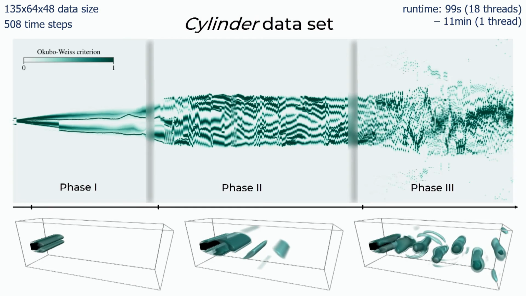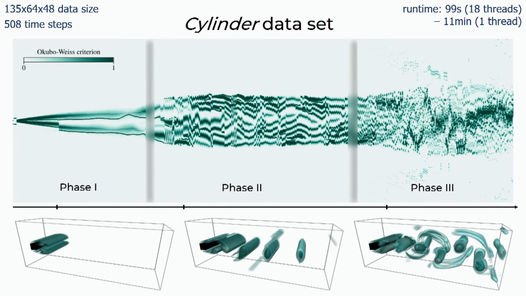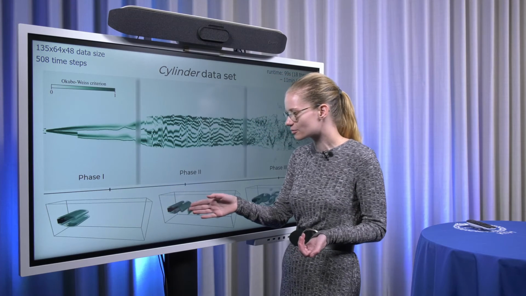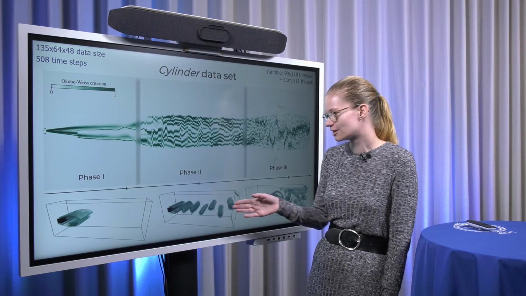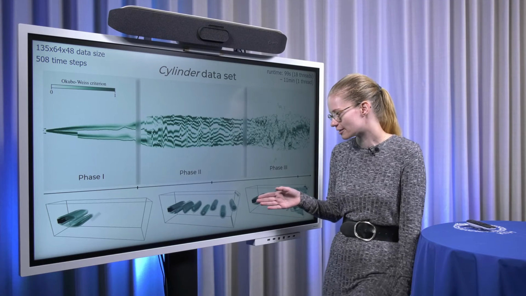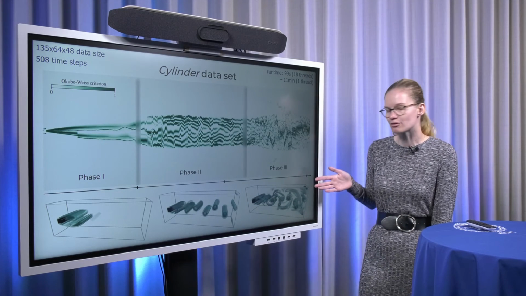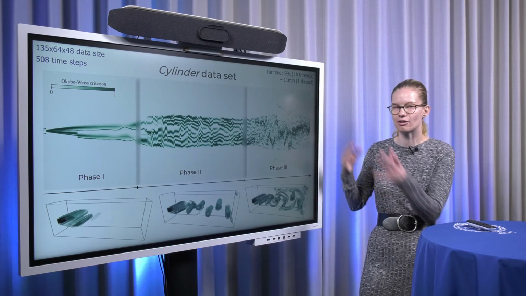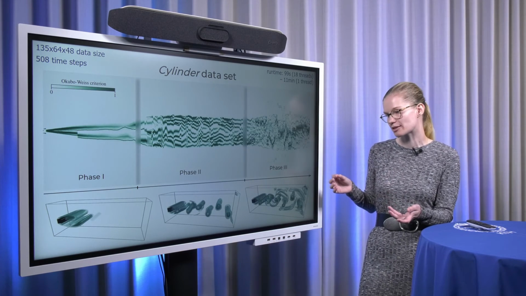In the very beginning, we just have a few components right behind the cylinder. And then, over time, more components form that eventually leave the domain. And finally, we have more turbulent behavior with many components that are spread out all over space.